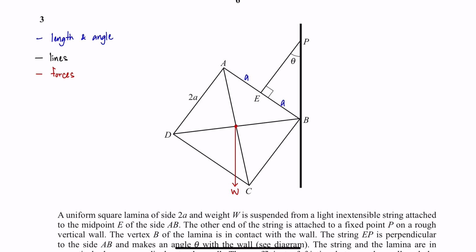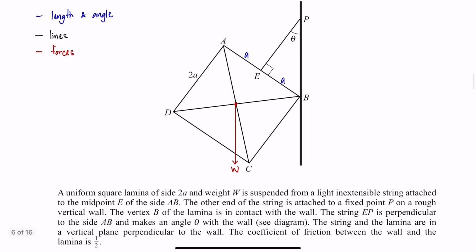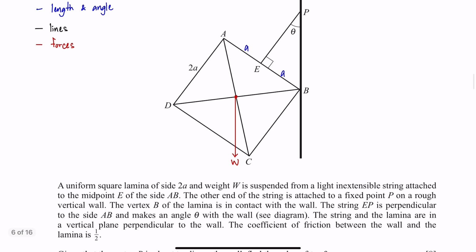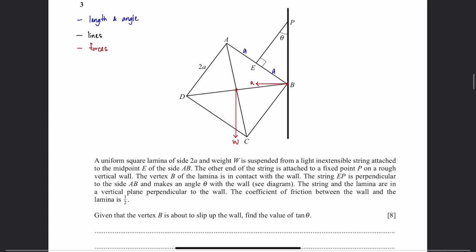The other end of the string is attached to a fixed point P, and the vertex B of the lamina is in contact with the wall. When the lamina is in contact with the wall, we know that there would be a contact force that is perpendicular to the wall. So let's call the contact force R.